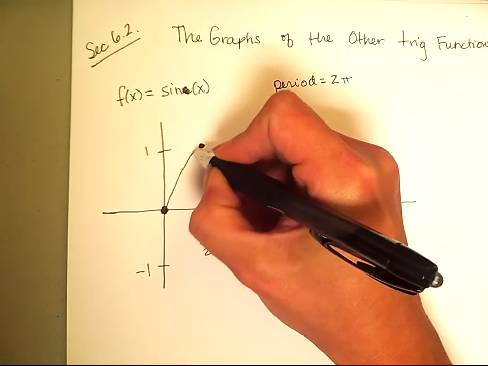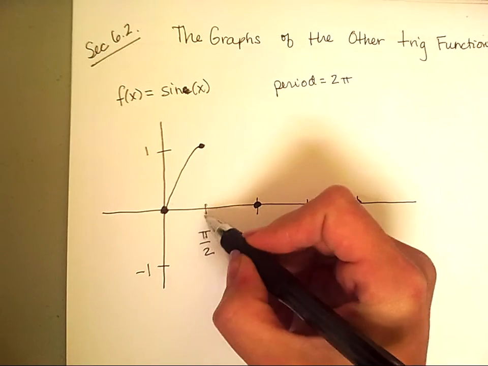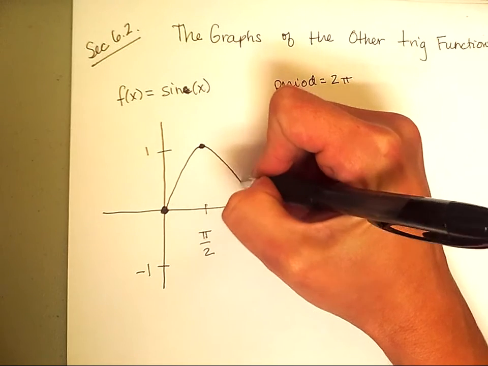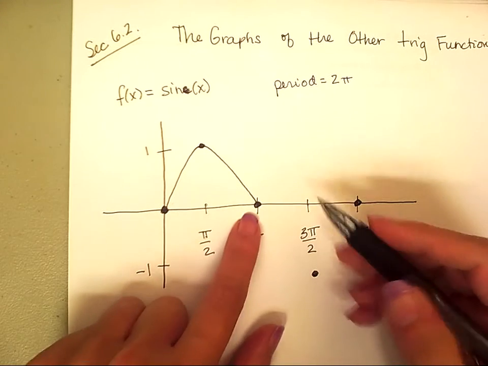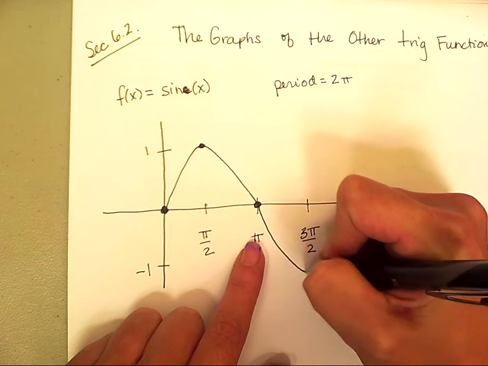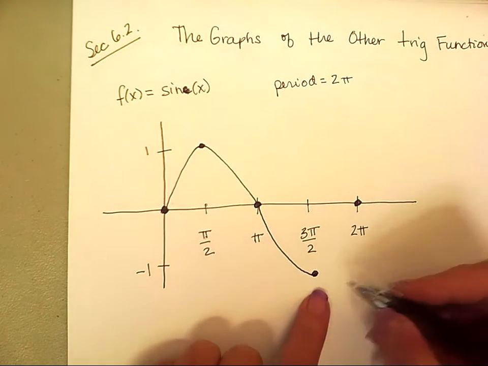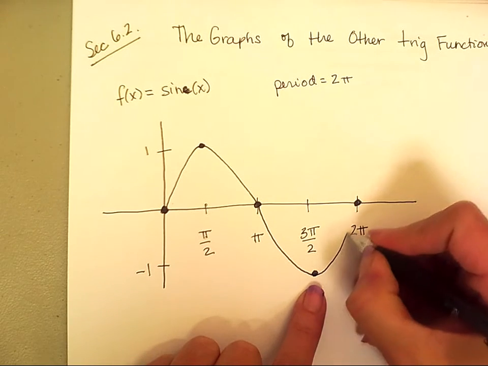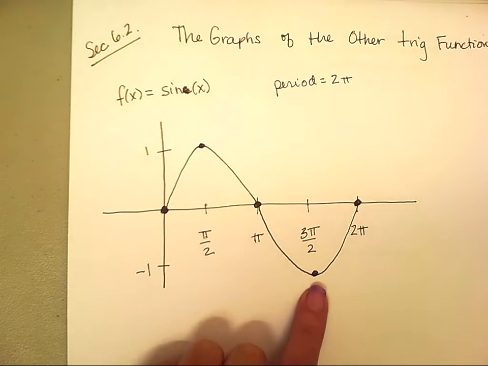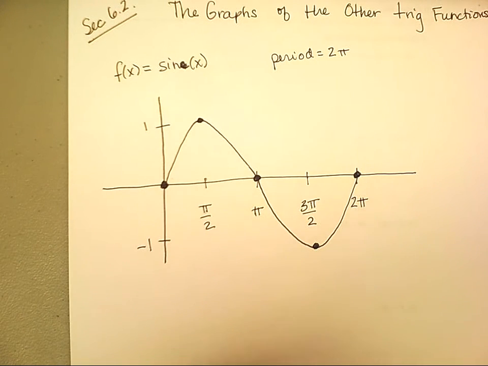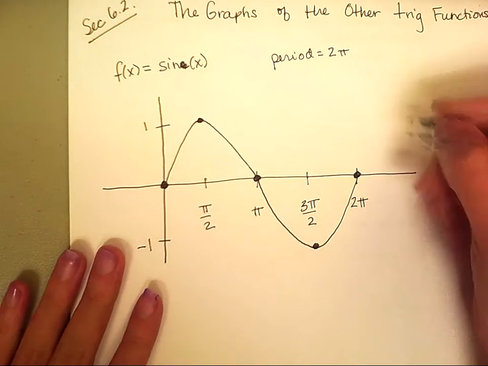And then we can connect the dots. The sine increases from 0 to pi over 2, increases positively, then it decreases down to 0 until it gets to pi. Between pi and 3 pi over 2, it becomes more and more negative till we get to negative 1. And then between 3 pi over 2 and 2 pi, it becomes less and less negative until it gets to 0. Okay. So that is one cycle of the sine function. Now we can ask ourselves some questions.